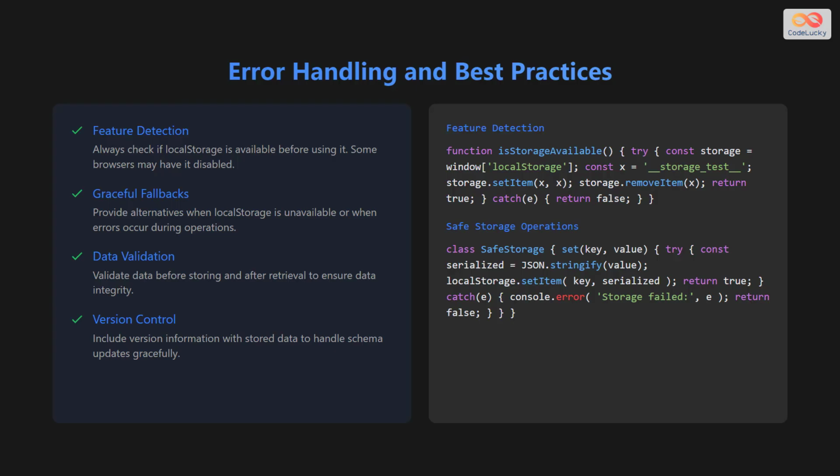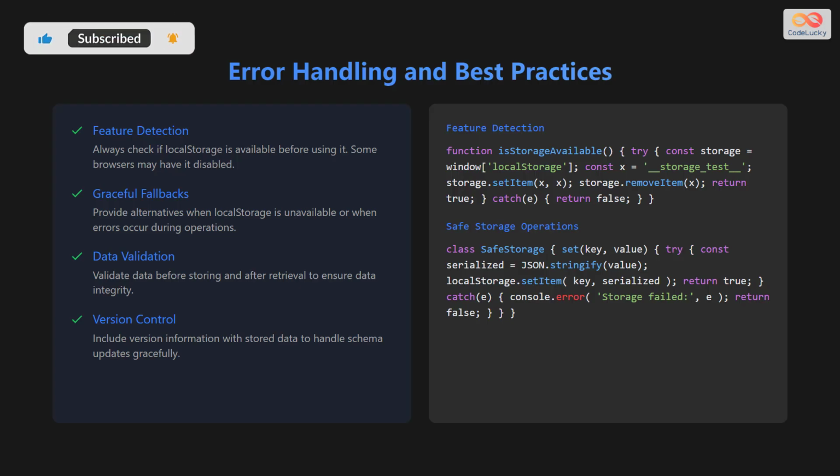Proper error handling is crucial for reliable web storage usage. Always check if local storage is available before using it. Some browsers might have local storage disabled. Also, always provide alternatives and graceful fallbacks when local storage is unavailable, or when errors occur during operations. Be sure to validate the data before storing, and also after retrieval to ensure data integrity. Also include version information with stored data to handle schema updates.